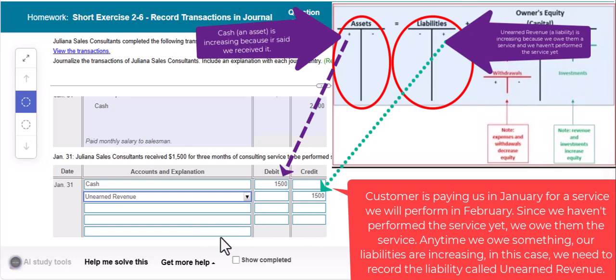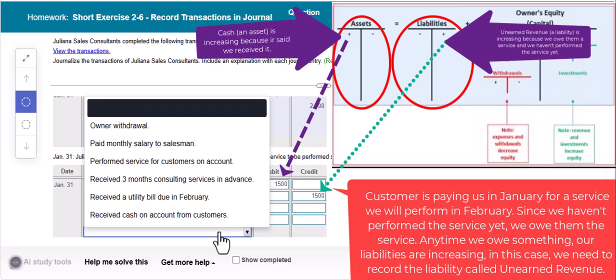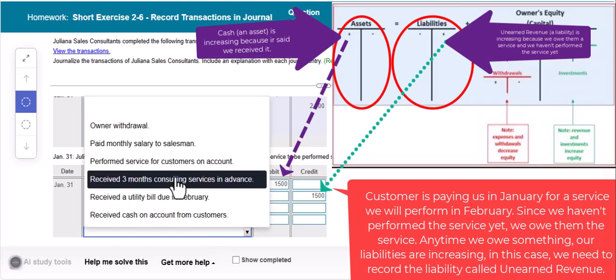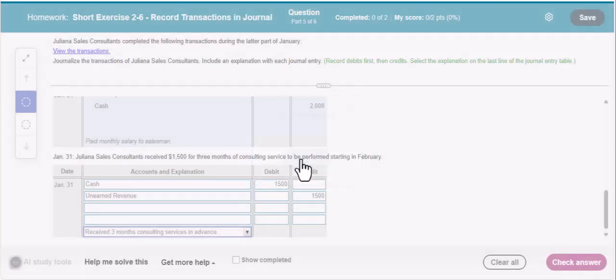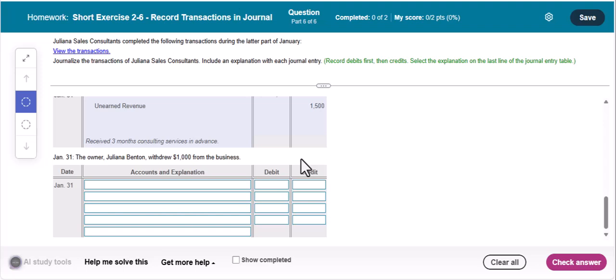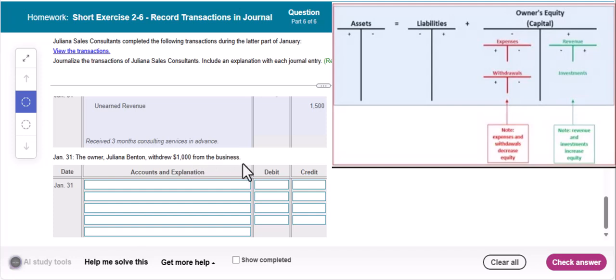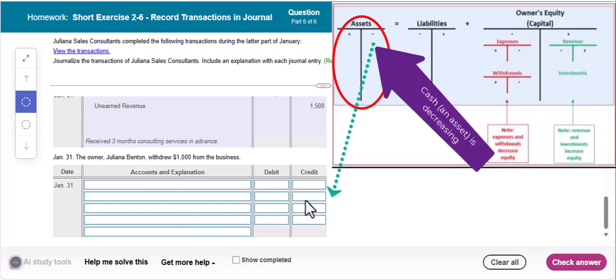Okay, and then we can go down to our explanation. So we received 3 months of consulting services in advance. All right, let's go ahead and check our answer. Fantastic. All right, and it looks like we may be on our last one here now. So we have January 31st, the owner, Juliana Benton, withdrew $1,000 from the business. So since the owner withdrew this $1,000, we know cash is involved and cash is going down. And since cash is an asset, it goes down with a credit. So we'll input a credit for $1,000 on the second line.